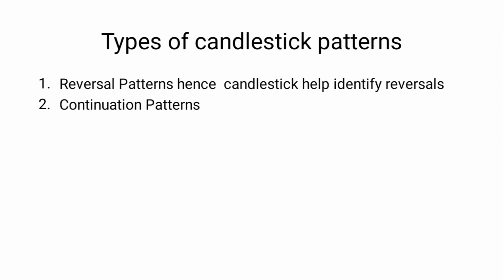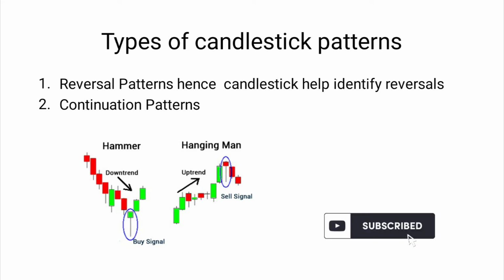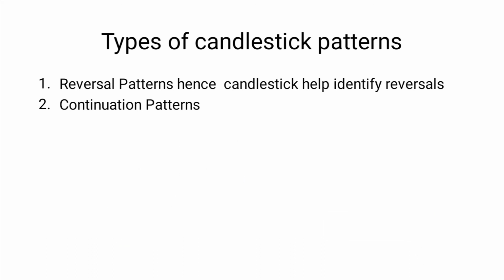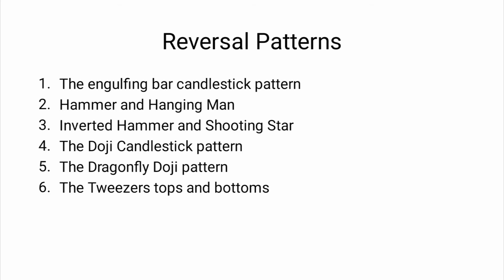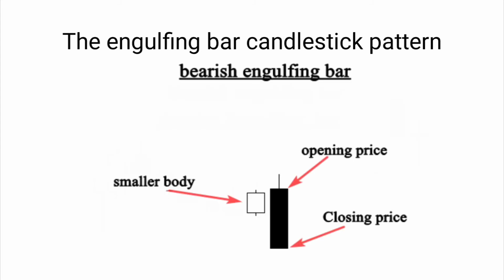I group the types of candlestick patterns into two. They are reversal patterns, which usually mean a reversal when these candlesticks appear. Then there are continuation patterns. Reversal patterns include the engulfing bar candlestick, the hammer and hanging man, the inverted hammer and shooting star, the Doji candlestick pattern, the Dragonfly Doji pattern, and the Tweezer tops and bottoms.